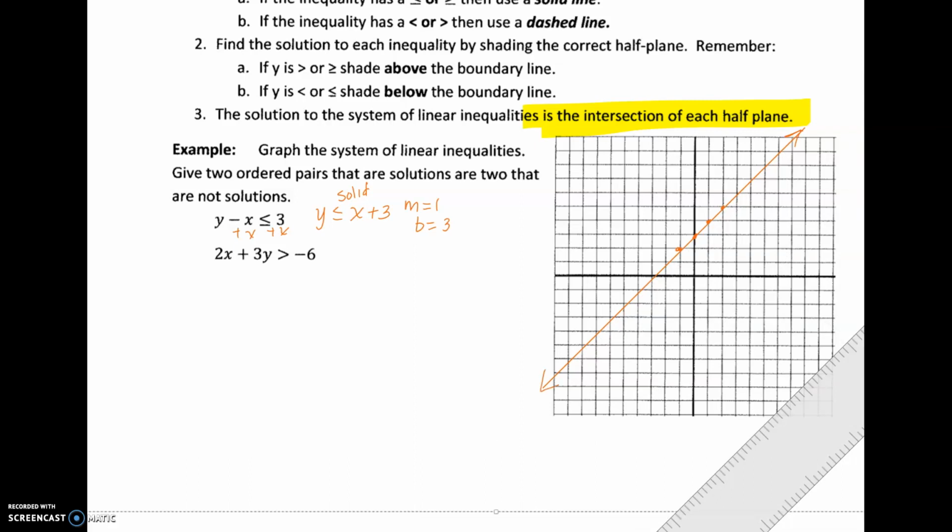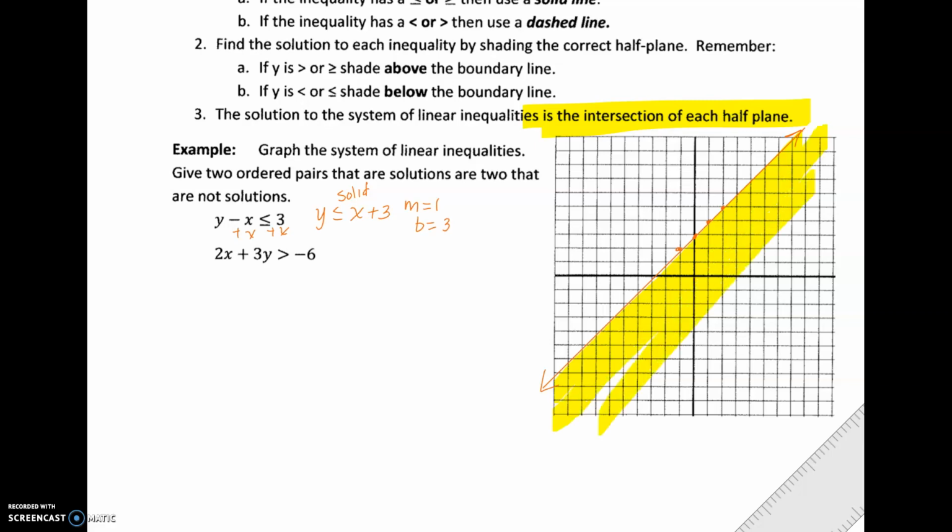And now I have to determine my shading, and my shading is where are the y values getting smaller from this line? Are they getting smaller this way, or are they getting smaller from that point that way? So it's like you pick a point and decide. So it's obviously below the line that it's getting smaller. So I'm going to go ahead and shade that. I'm going to shade mine in yellow. Okay, so we got all of that shaded.